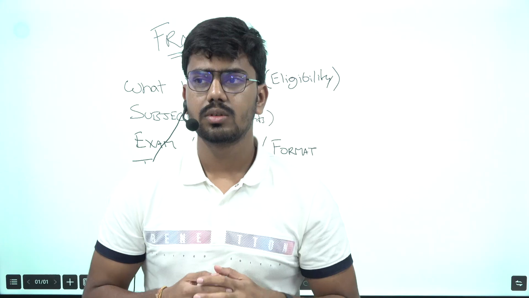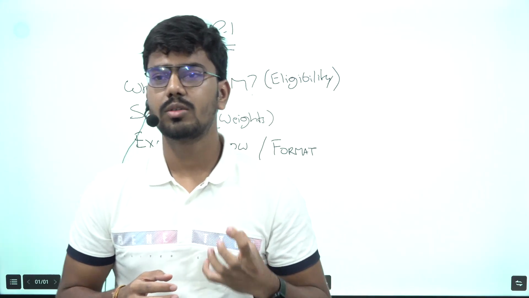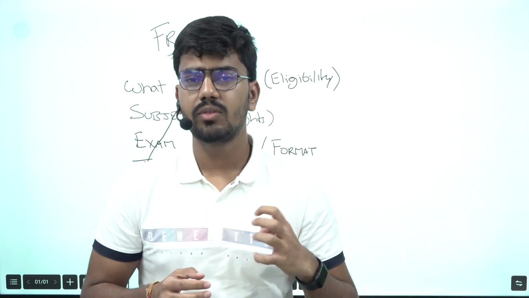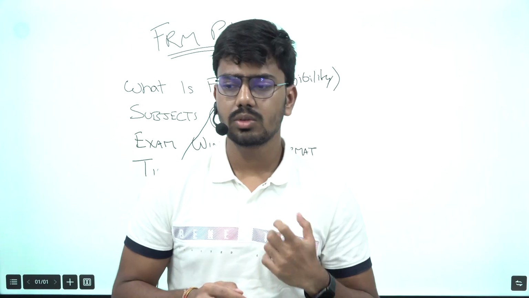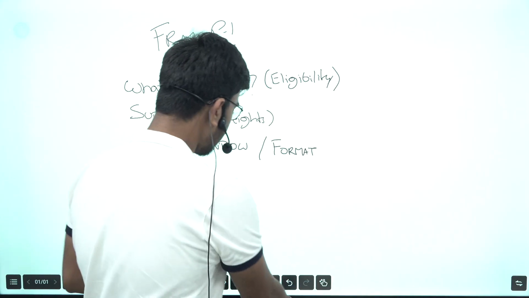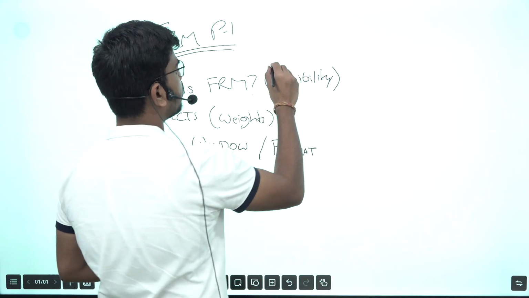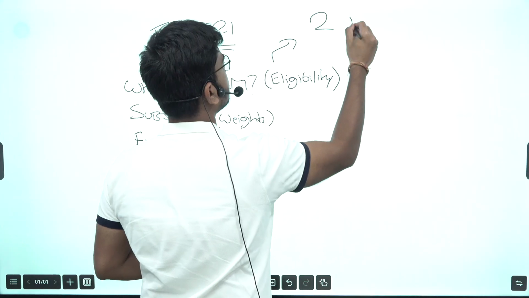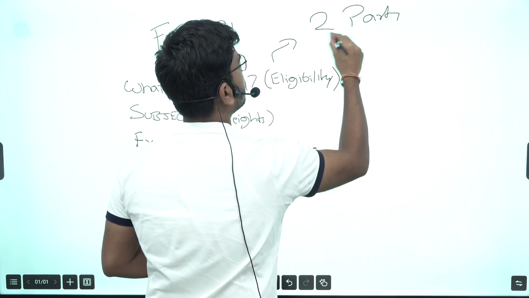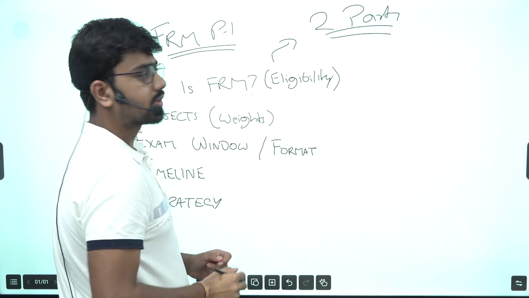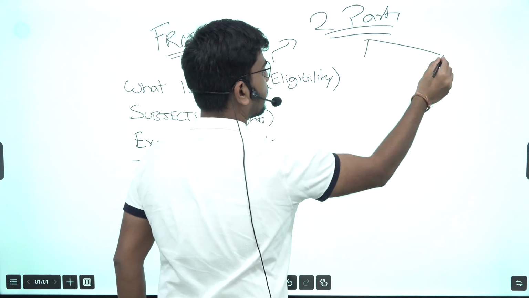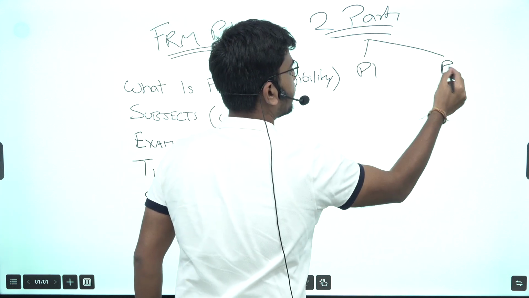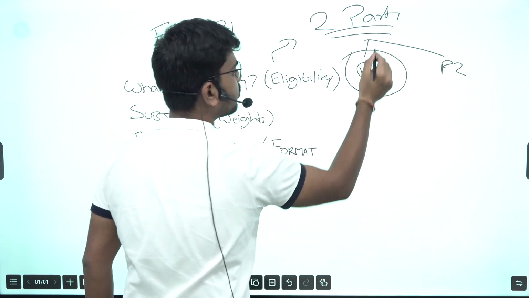Now, given that we have a basic background of FRM, why not delve deep into this course? So now FRM is distributed into two parts. It is distributed into two parts, right? So it is FRM part 1 and part 2. We are going to focus on part 1 today.